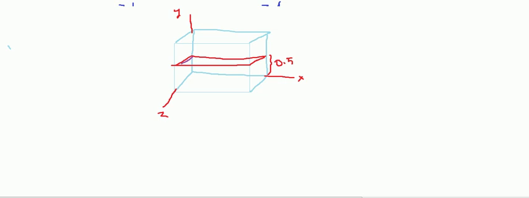Now if you are asked to find the Miller indices, we are actually finding the Miller indices of this plane. Can you tell me, is this plane intersecting anywhere on the x-axis? No, so I write infinity. Where is it intersecting on the y-axis? It is intersecting at 0.5. 0.5 is actually 1 by 2 already. Now where is it intersecting on the z-axis?